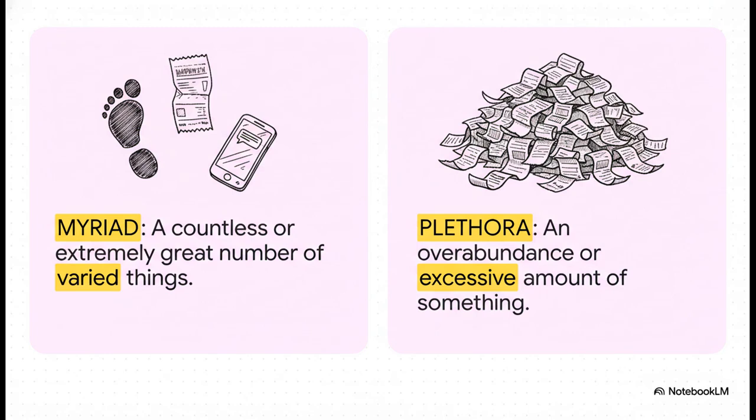You might have a myriad of different clues. A footprint here, a receipt there, a text message. That word implies a ton of variety. But if you have 500 copies of the exact same receipt, that's a plethora. It's an excessive, maybe even unhelpful amount.